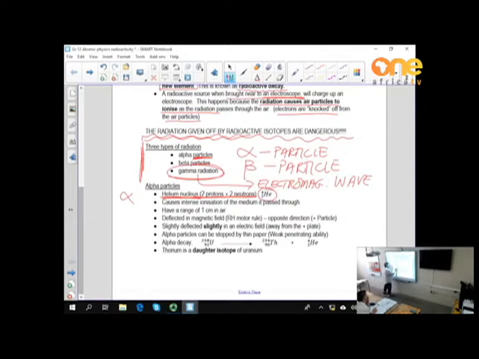When it travels through the air, because it's a big particle, it can easily knock off electrons from air particles. So alpha particles cause a very large amount of ionization of the air. One problem with alpha particles, or maybe not a problem, is that it cannot really travel very far through the air. It can travel about 1 centimeter.